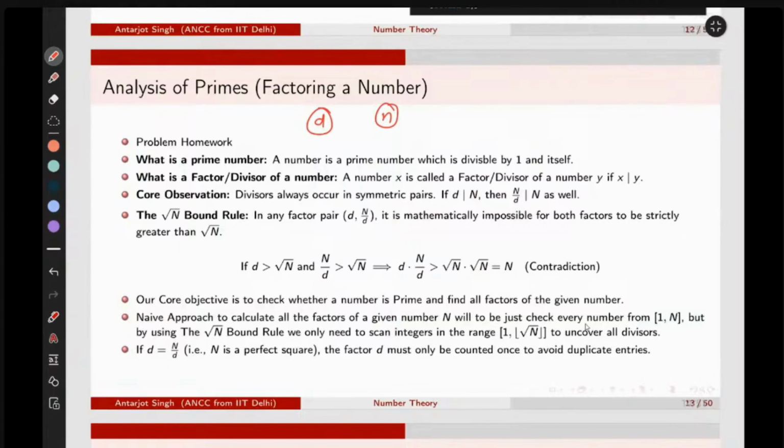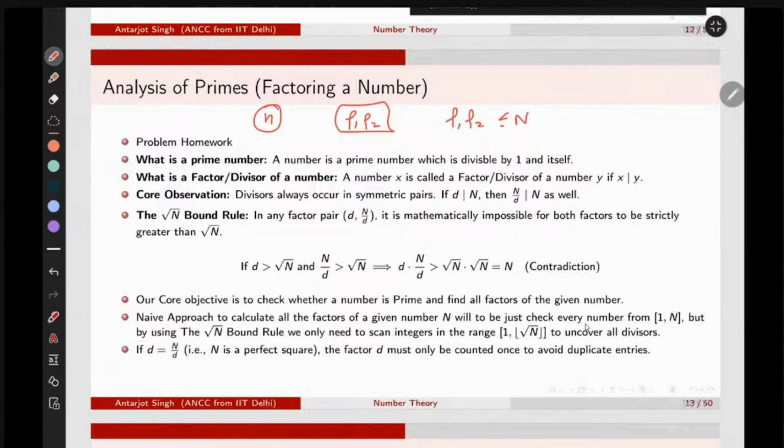The basic naive approach would be just to iterate from 1 to n and check if i divides n, then add that i to our list, right? But that would be a very naive way. There exists a better way if you think about some common observation. Let's say you have n, and there are two factors, f1 and f2. So f1 times f2 should be less than or equal to n, right?